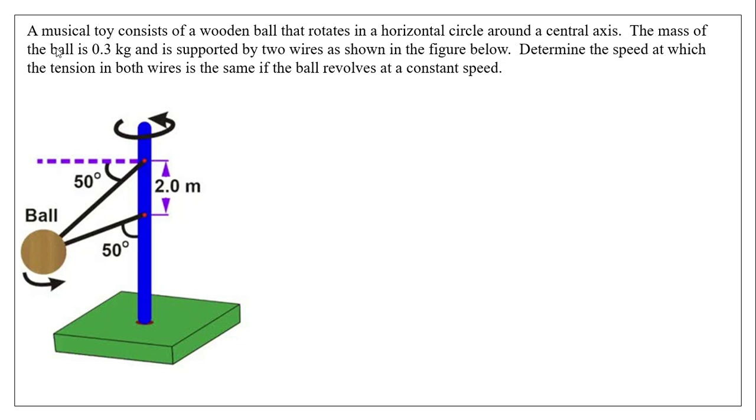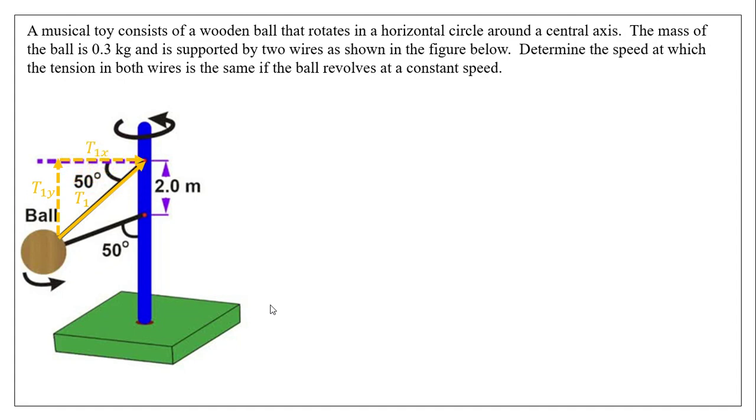All right. So here, in order to solve this, it says determine the speed. This is a conical system revolving around a central axis, which is this blue rod here. I'm just going to go ahead and draw my free body diagram. Here's T1 pointing up and right. So T1y is pointing up. T1x is pointing to the right because it has to make this right triangle.